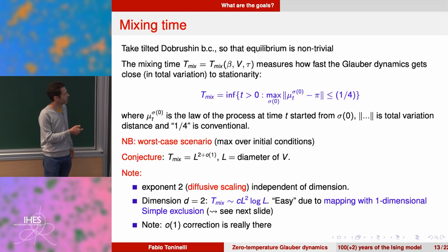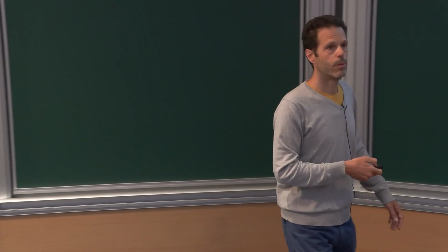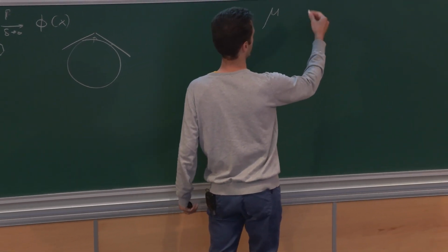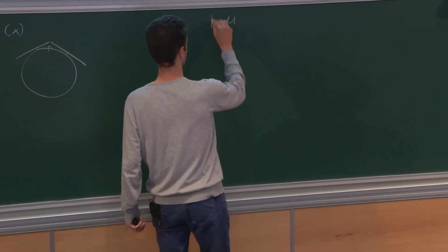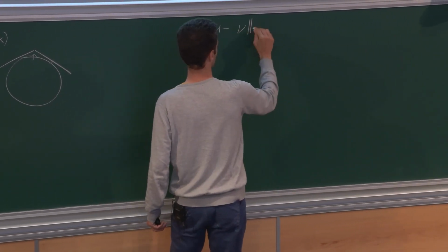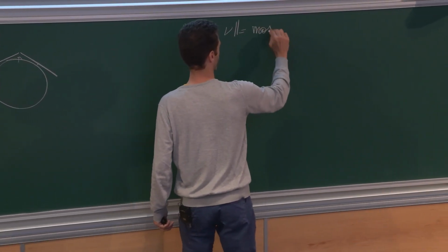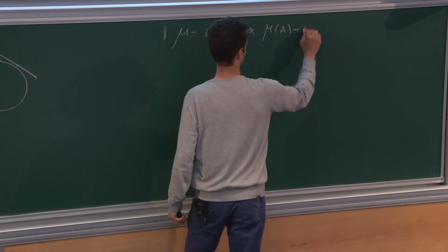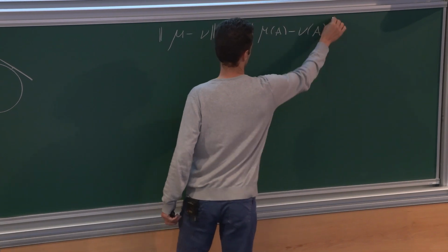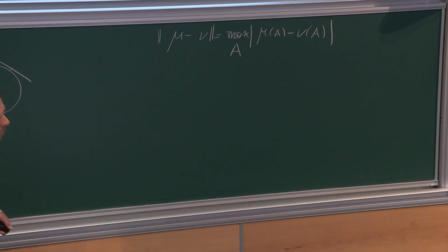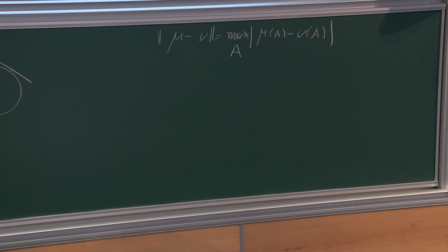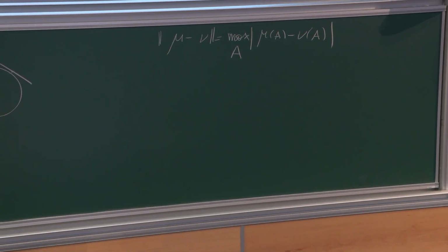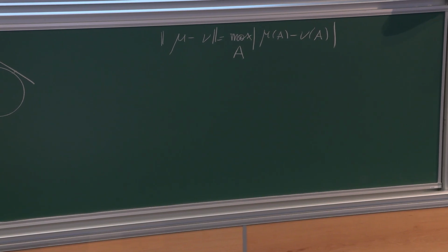Can you remind us how the variation distance is defined? Yes, you have two probability measures on a discrete state space, and then you define this as the max over all events of the difference of the probabilities. You can define it in several equivalent ways. This is one. Any other question?